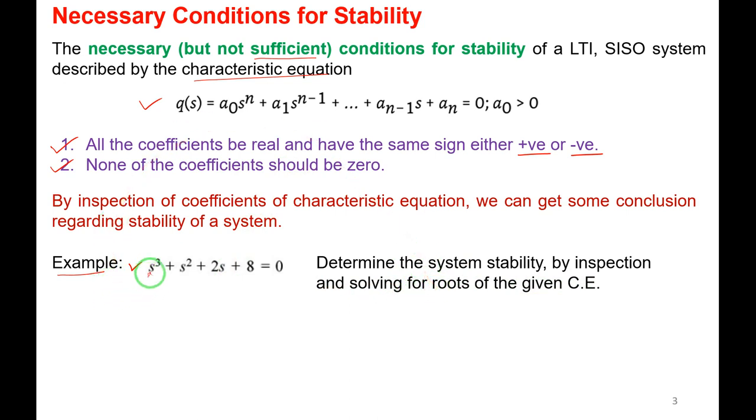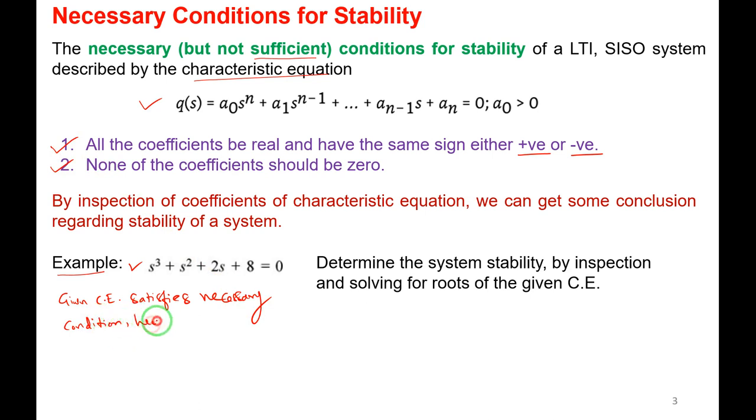Observe here, s cube, all the powers of s are present here. S cube is there, next s square, it is not missing, it is there. All the powers of s in the decreasing order. Highest power of s is 3, then s square, s to the power of 1, s to the power of 0, which is the constant term. All the coefficients are positive and none of the coefficients are 0, so the given characteristic equation satisfies the necessary condition. Necessary condition means these two conditions.